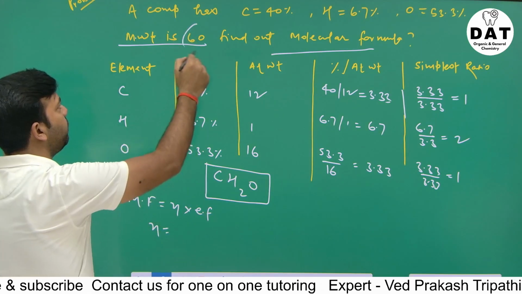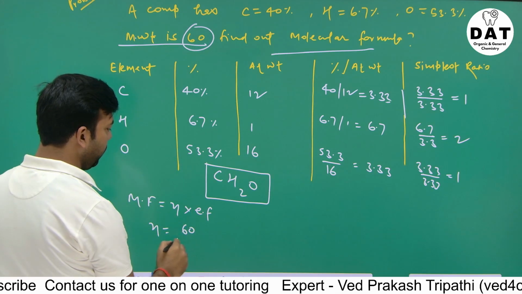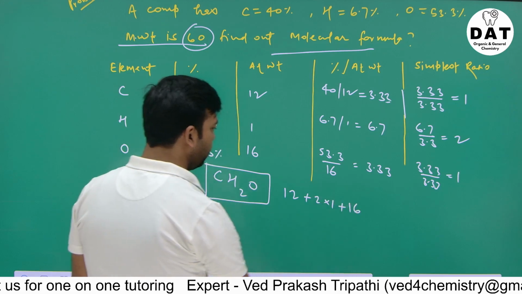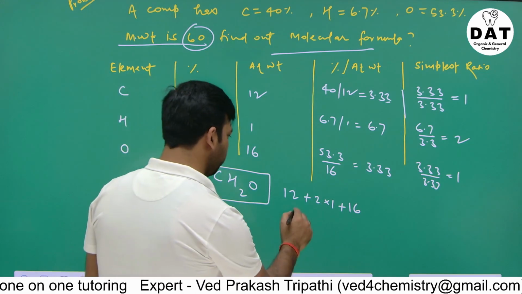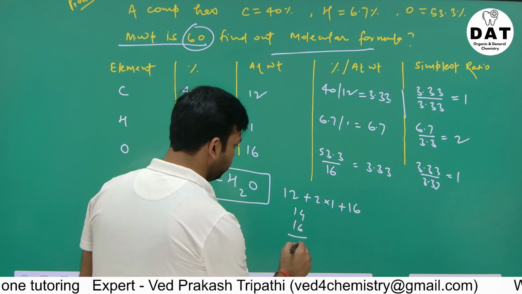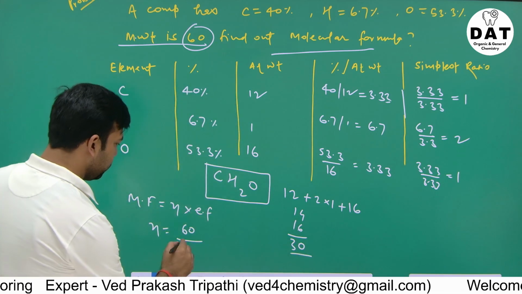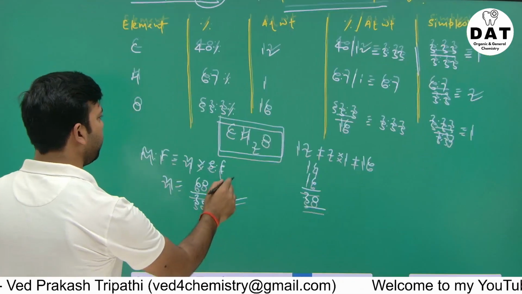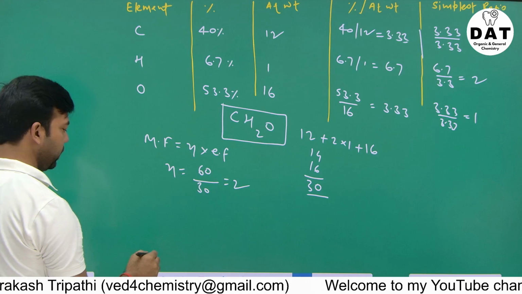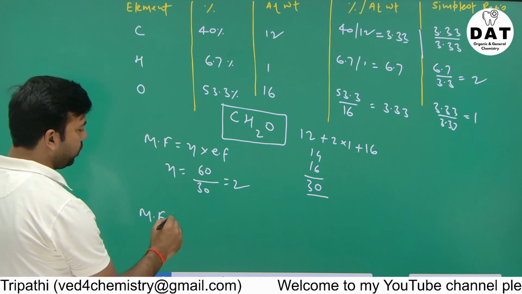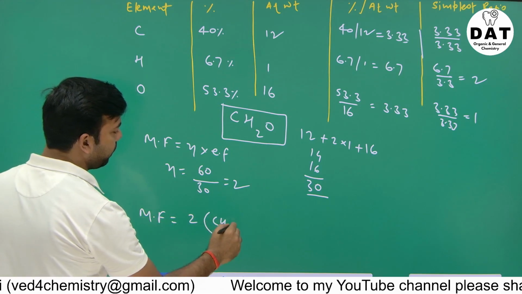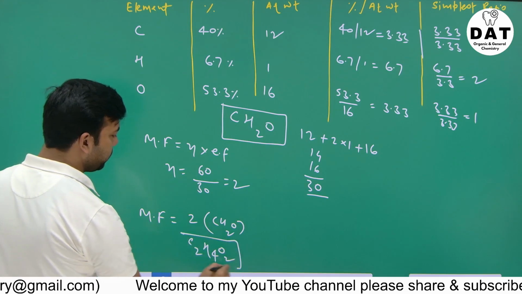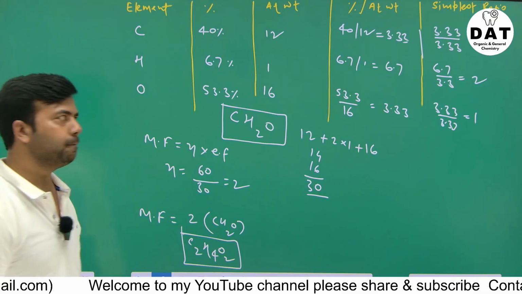Molecular formula weight is given, which is 60. Empirical formula weight we can figure out: 12 plus 2 into 1 plus 16. So this is 14 plus 16, 30. So 60 divided by 30, which is 2. And now it's quite simple. We have the empirical formula, which is CH2O. So the molecular formula is 2 into CH2O. So the answer will be C2H4O2. C2H4O2. Easy. Clear?